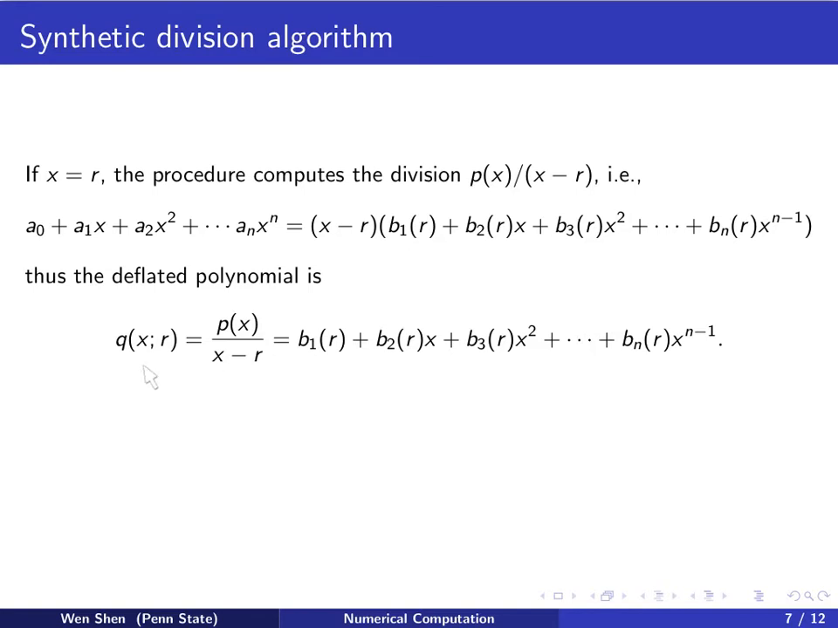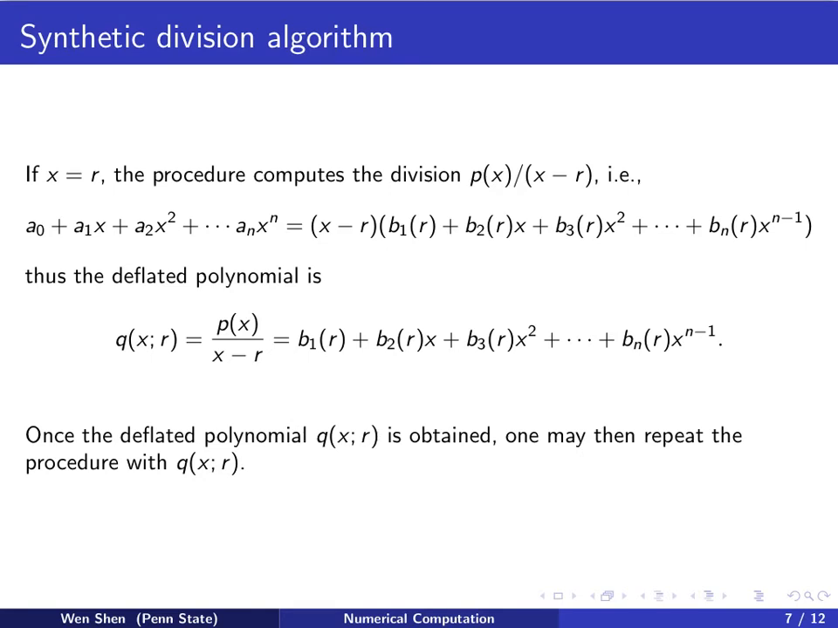So here we give this notation q(x; r), meaning this is an expression for p of x divided by x minus r. Okay, and then we collect them by using just the coefficients b. And then we note the deflated polynomial has degree n minus 1. Once it's obtained, one can then repeat the procedure with this polynomial and keep going until one has found all the real roots.